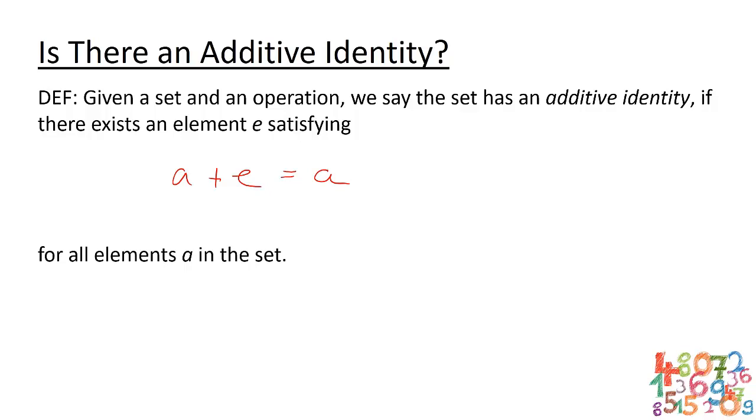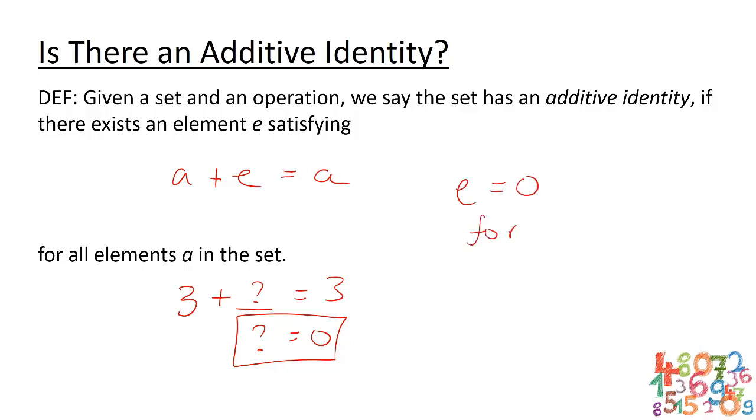Let's take a look at a numerical example. We might say something like 3 plus what is equal to 3. If we could figure out what goes inside of this question mark, that would be a candidate for the additive identity. Is there a number that I could put in for the question mark that makes sense? Sure, that number is 0. So we call 0 the additive identity of the set of natural numbers.